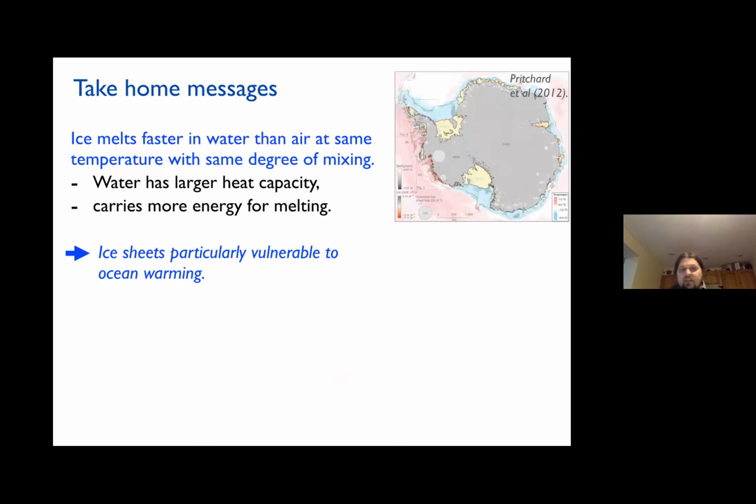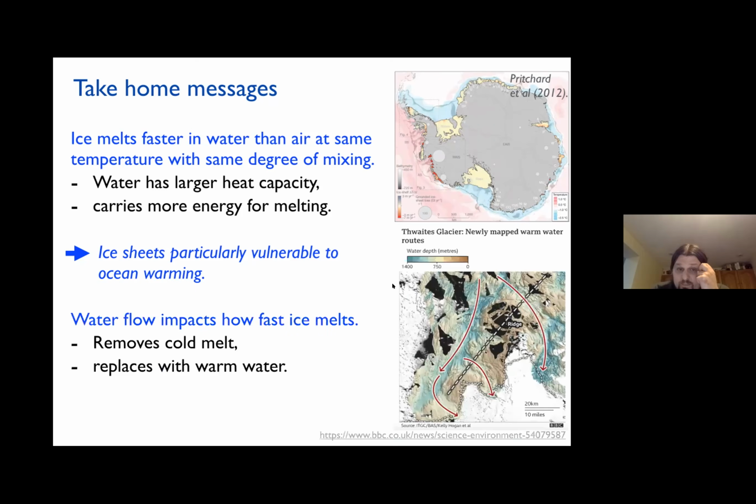And one of the take-home messages from that simple experiment is that you end up with ice melting faster in water than it does in air at the same temperature. And if you think about the thermodynamics, you can understand that by the fact that water has a much larger heat capacity. So it's able to carry more energy for melting, given an equivalent change in temperature. And then this energy for melting is able to drive faster ablation from below. So this means that there's a significant vulnerability to ocean warming.